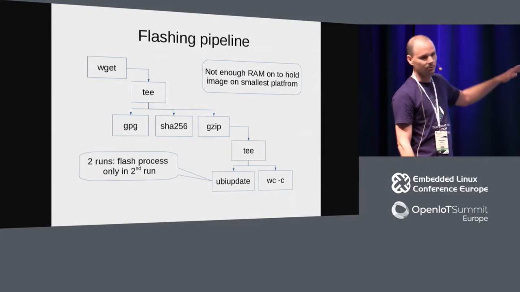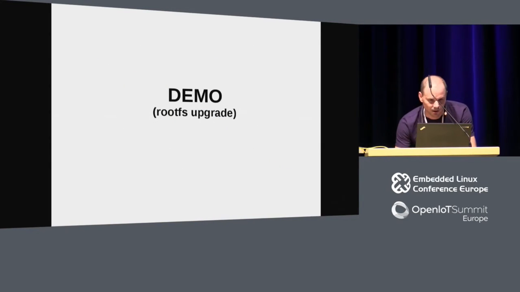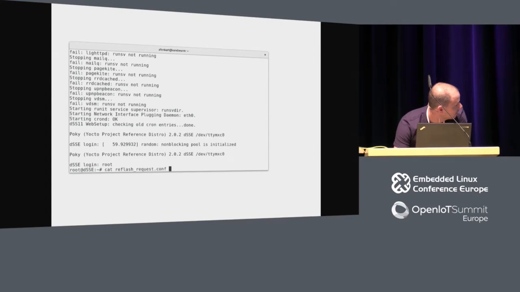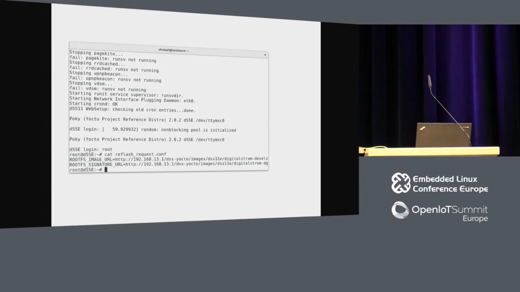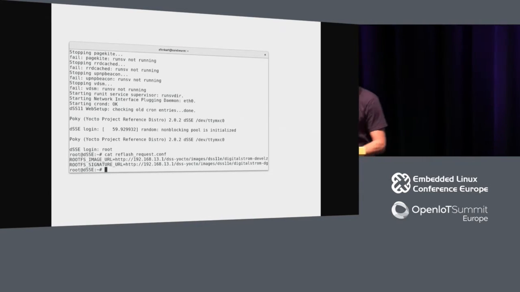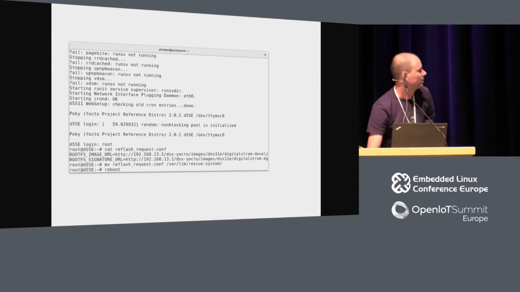So I guess I don't have to go through this. I think you're familiar with pipelines. And I think I can demo it, although the network just broke down on me before, so let's hope. So if you want to request a reflash, we just place this kind of file onto a rootfs in a special folder. And the folder is just a standard Unix path, /var/lib/rescue system. So if we just move it down there, and reboot.